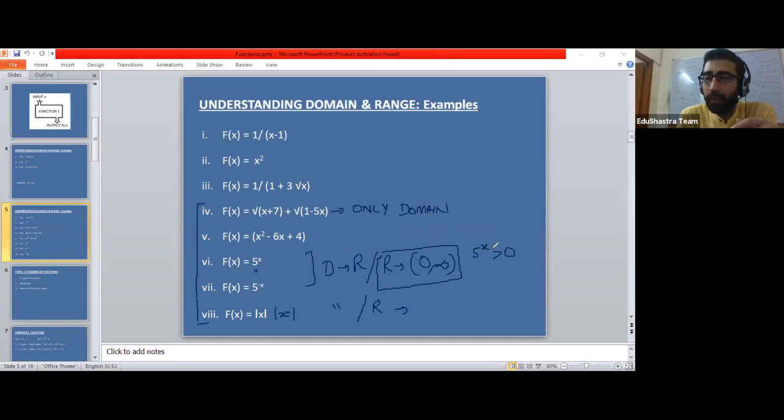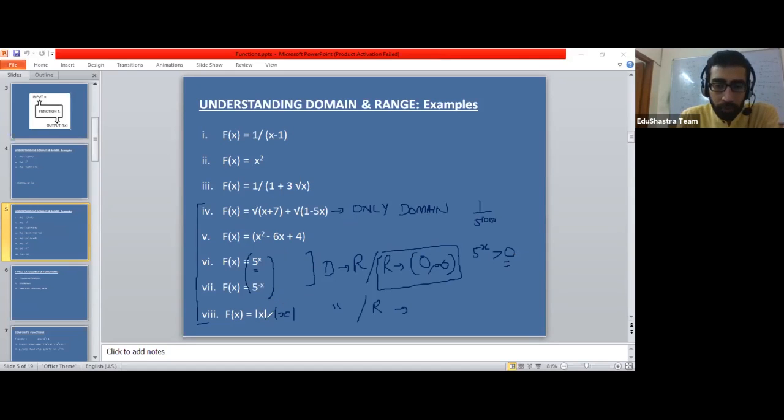When x is a large positive number, then 5 to the power x is greater than 1. When x is a large negative number, say x is minus 1000, then 5 to the power minus 1000 becomes 1 by 5 to the power 1000. It becomes a very small number, but it still remains greater than 0. This holds for both 5 to the power x and 5 to the power minus x. Their domain and range is exactly the same. There's hardly any difference.